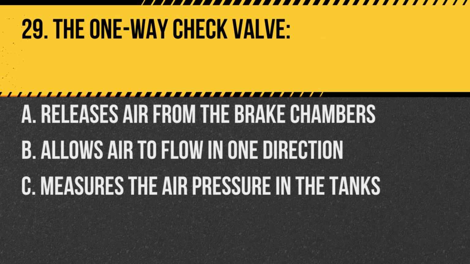Question 29. The one-way check valve. A. Releases air from the brake chambers. B. Allows air to flow in one direction. C. Measures the air pressure in the tanks. Answer: B. Allows air to flow in one direction. It ensures air doesn't flow back into the compressor.